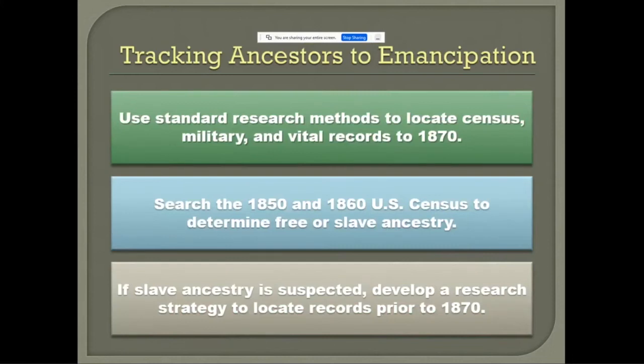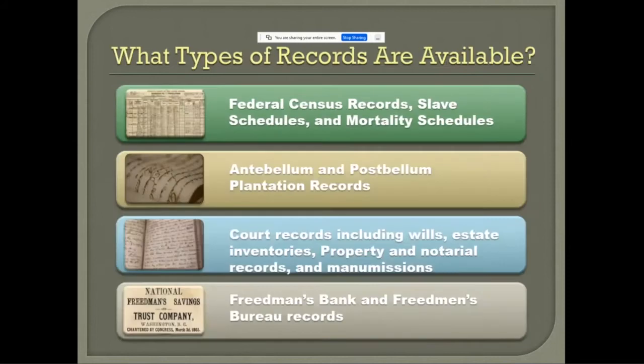Okay, so tracking ancestry to emancipation. I've pretty much covered this. Use the standard methods that I've talked about to get back to 1870. Try to locate your family in 1870. And then see if you can find them in 1850 and 1860. Maybe they were freed before that. You don't know. If you can't find them, it's a reasonable assumption that they were enslaved, and then we're going to have to go to a different set of circumstances to try to find them. You may not. 1870 might just be where it is.